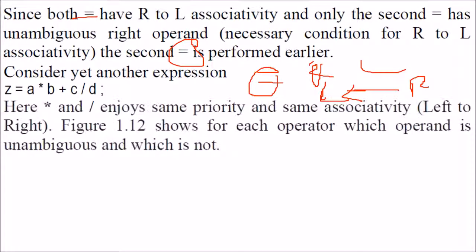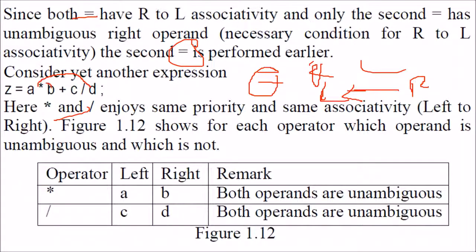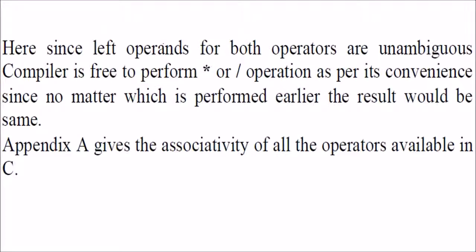Let us take one more expression. Here into and star enjoy the same priority. But if you take star, left and right both are clean, no problem. If you take division, C and D, left hand side and right hand side, no problem. Anything can be taken. So both have unambiguous operands, and it depends on the compiler whether it wants to do this first or that first. It totally depends on the compiler what is done first.